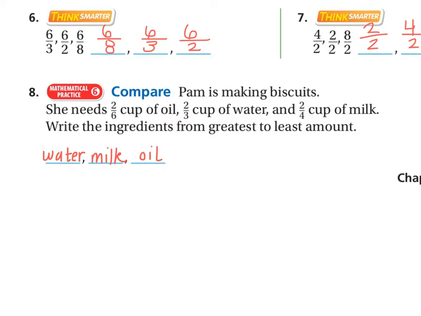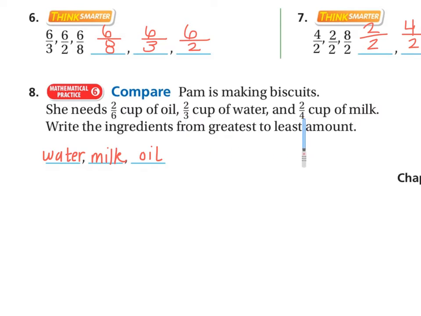Okay, so we have 2/6, 2/3, 2/4. I notice right away that the numerators are all 2. When the numerators are the same, look down at the denominator. The smaller the denominator, the larger the fraction. I'm going from greatest to least, so I want to look for the smallest denominator first. So first, this would be 2/3. That belongs to water. That's how we got water right there.